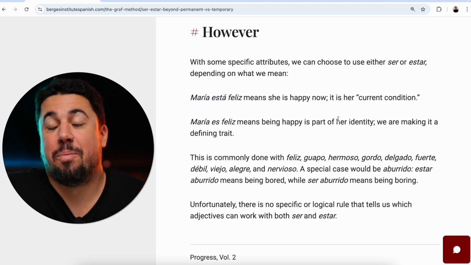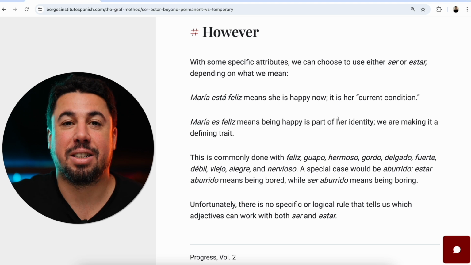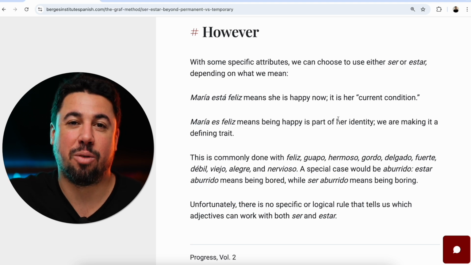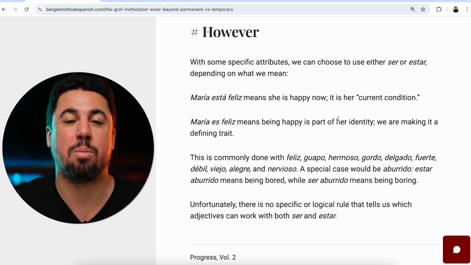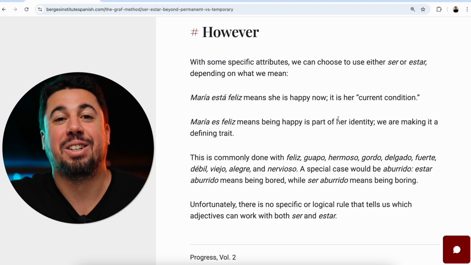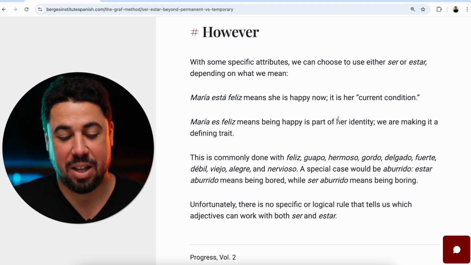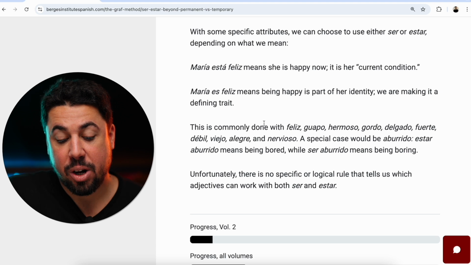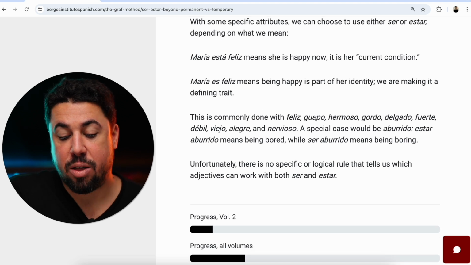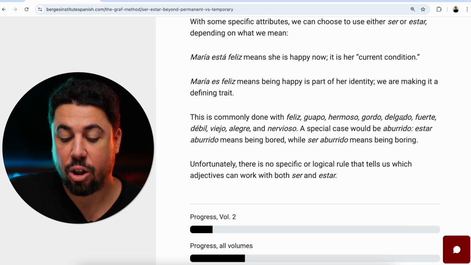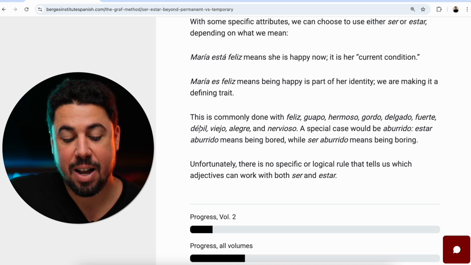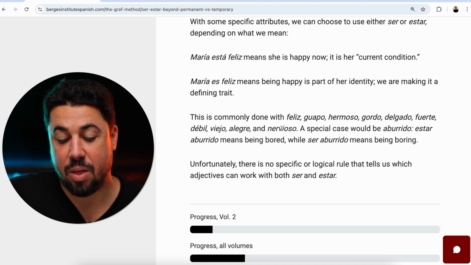So feliz can be used with ser or estar. She's happy, ella es feliz, meaning it's part of her identity, or ella está feliz, meaning it's a status that she has right now. This is commonly done with some adjectives, with feliz, guapo, hermoso, gordo, delgado, fuerte, débil, viejo, alegre, and nervioso.